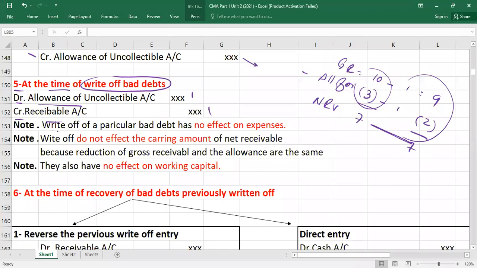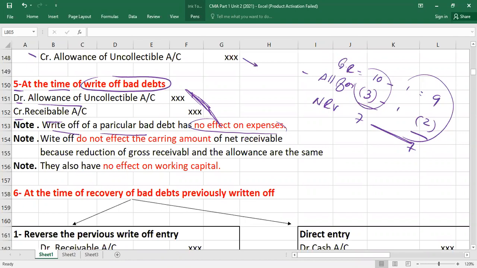Number 1, write-off of a particular bad debt has no effect on expense. You can see there is no account debited or credited with expense. Right or wrong? If it is not going to affect your expenses, obviously it is not going to affect your profit also, because profit you get by deducting expenses from revenue. If expenses are not affected, there is no effect on the profit as well.